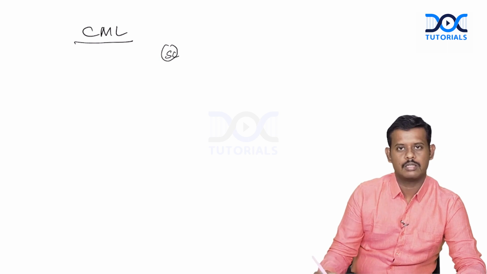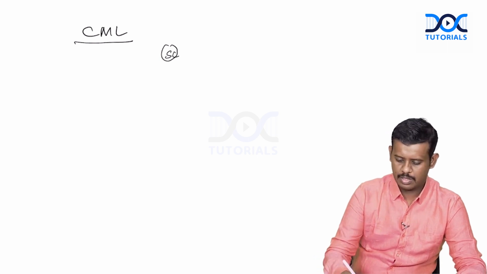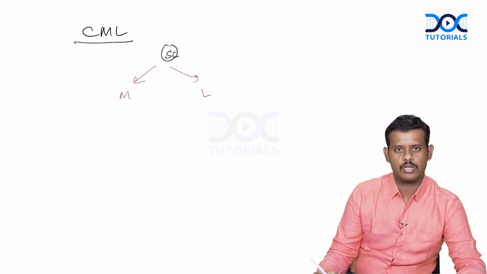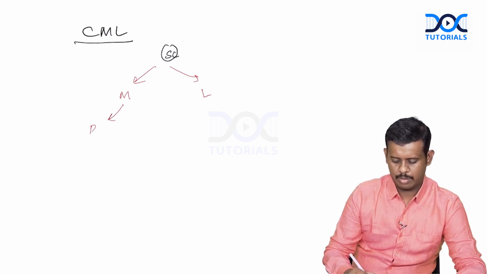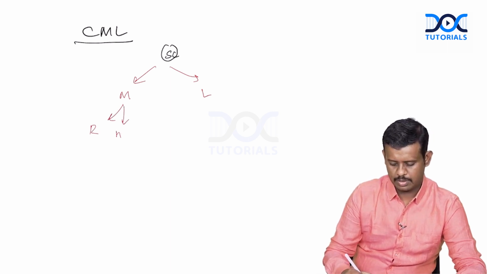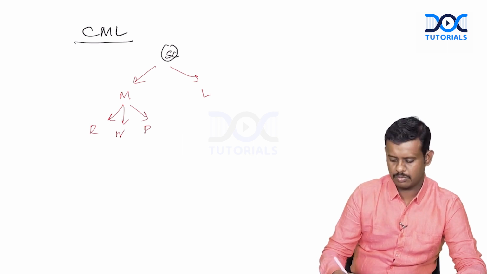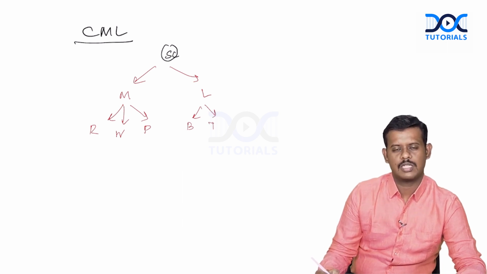This stem cell gives rise to two types of cells: the myeloid series of cells and the lymphoid series of cells. From the myeloid series of cells, we get three other cells: the RBCs, the WBCs and the platelets. The lymphoid series of cells give rise to the B cells and the T cells. How does this normal cell develop?